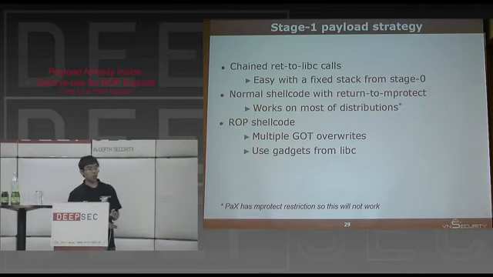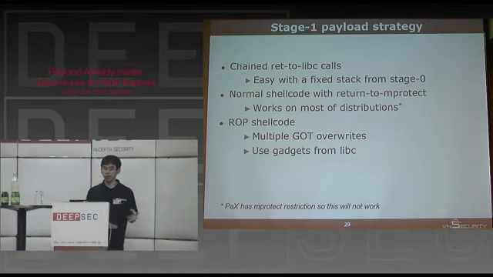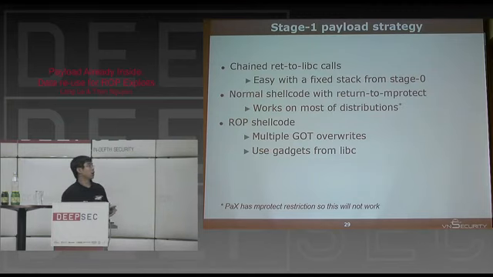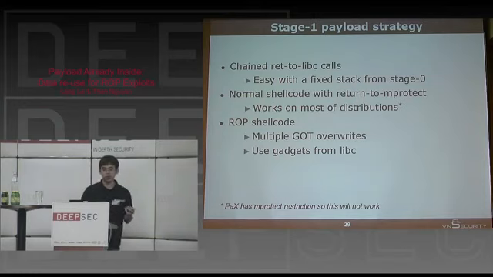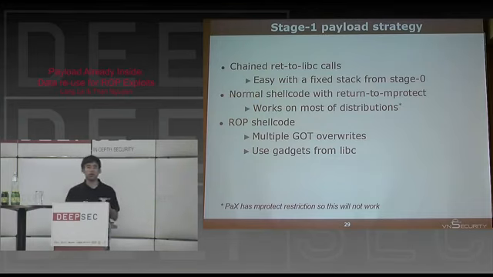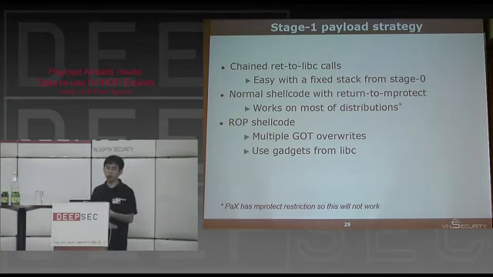And for the state 1 strategy, state 1 could be anything, like I mentioned before. It could be a chained return-to-libc. Now it becomes very easy, where you can transfer all the data and the location of the stack, and everything. So it's very easy to do the chained return-to-libc. Or you can return back to mprotect to make the memory executable again, then transfer the control to the new place with the normal shellcode.